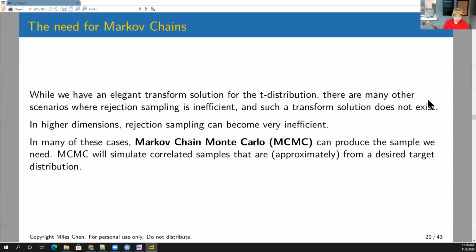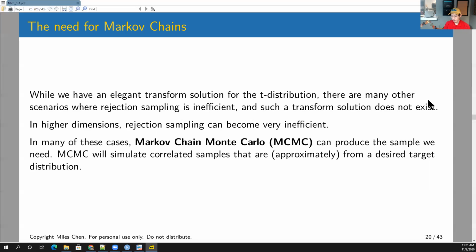So for the t distribution, enough work has been done where we have found an elegant solution. But there's a lot of other situations where such a transformation or such a nice solution doesn't exist. And in a lot of these cases, rejection sampling can end up being very, very inefficient. This was just a simple example where rejection sampling is inefficient. But in other distributions, especially high dimensional ones, like something that exists in 17 dimensions or 50 dimensions, these kinds of methods where you try to generate samples can end up being very inefficient. And so we're going to take a look at Markov chain Monte Carlo, or MCMC.